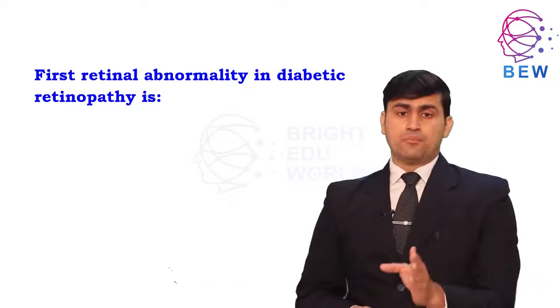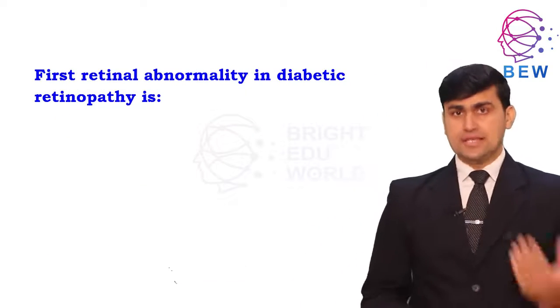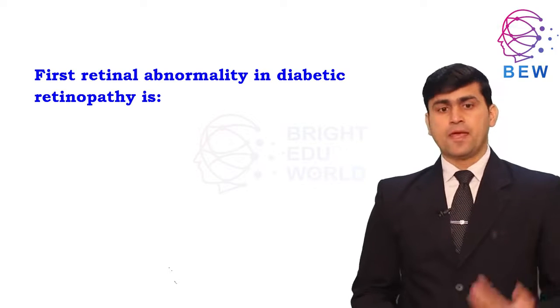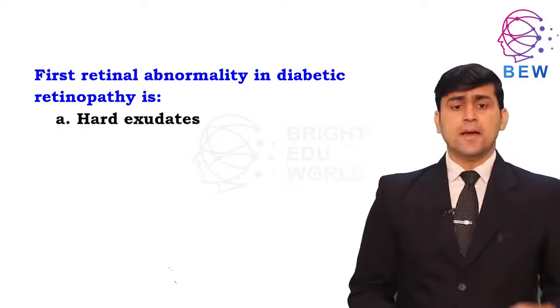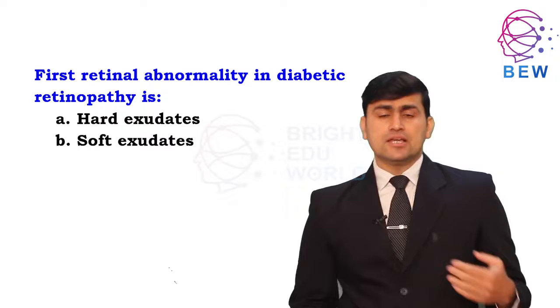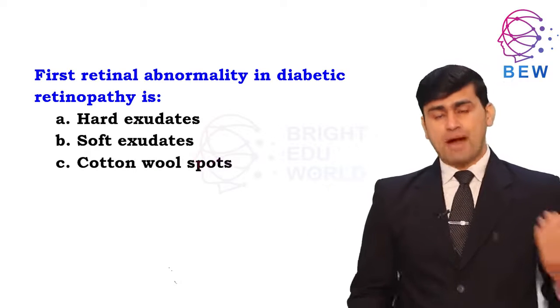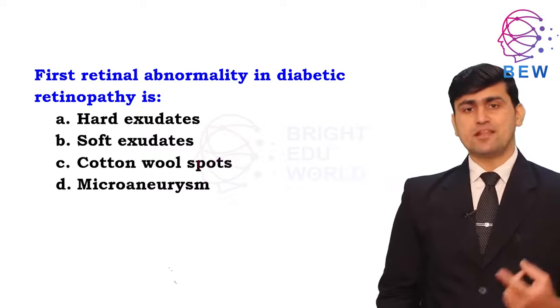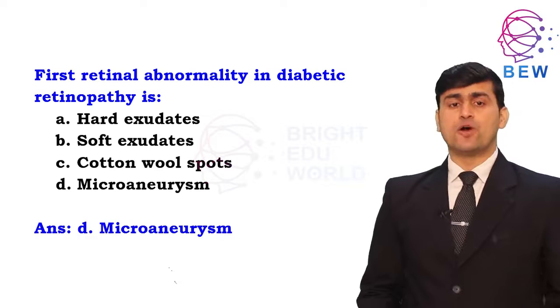First retinal abnormality in diabetic retinopathy is: options are A. Hard exudates, B. Soft exudates, C. Cotton wool spots, and D. Microaneurysm. So what is the first retinal abnormality? D. Microaneurysm.